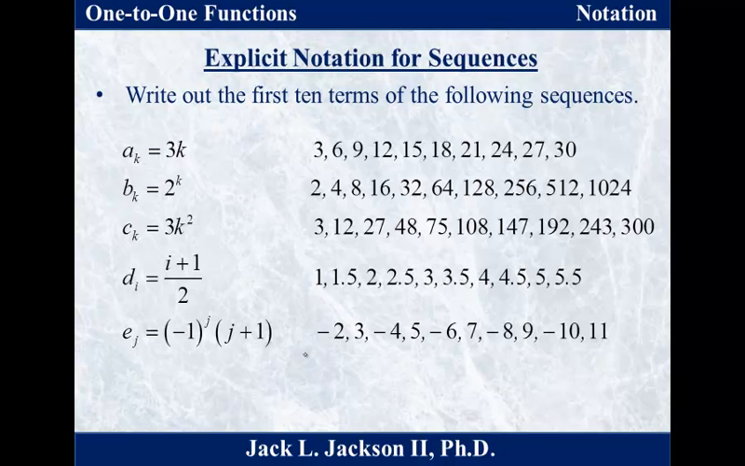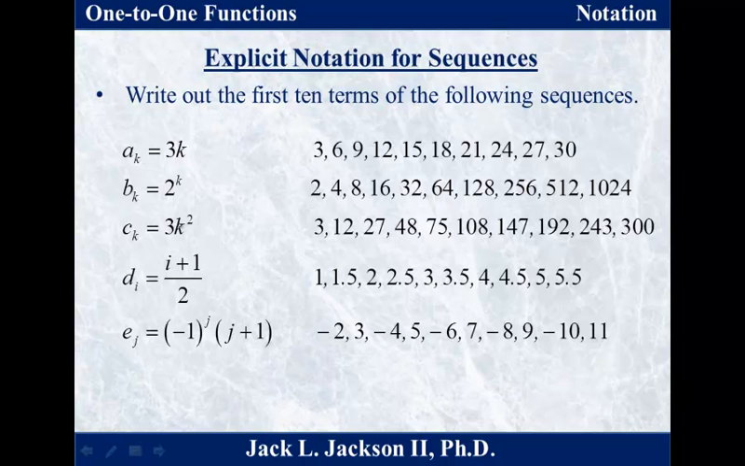B to the k is 2 to the k. Well, let's see. 2 to the first power is 2, 2 to the second power is 4, 2 to the third power is 8, 2 to the fourth power is 16. And you might notice some patterns going along here. For example, in this first one up here, how can we get from one term to the next? Can we just add 3 each time? And in the second one, how can we get from one term to the next? Multiply by 2 each time? Yeah, that works.